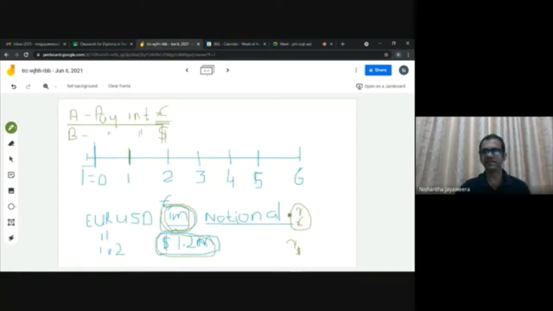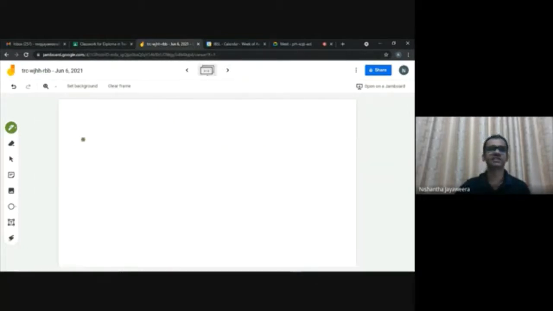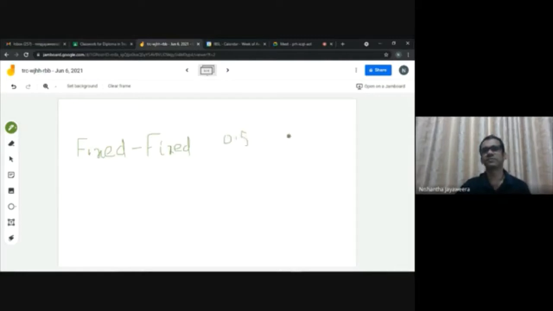So then the next thing is, what is this interest rate? That can be decided by both parties in different ways. Interest rate can be fixed. That means for the whole period, for both currencies, you fix the interest rates. Say, for euro, you pay 0.5%, while for dollar, it's 1%.